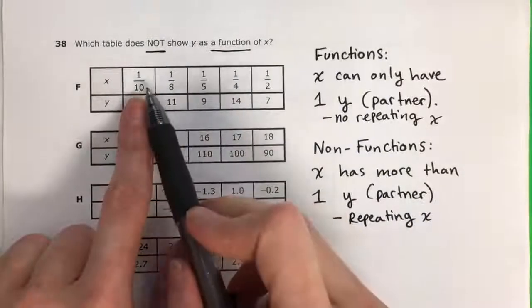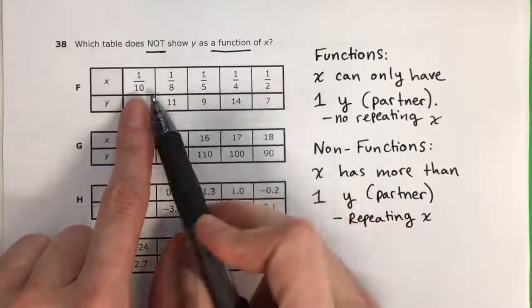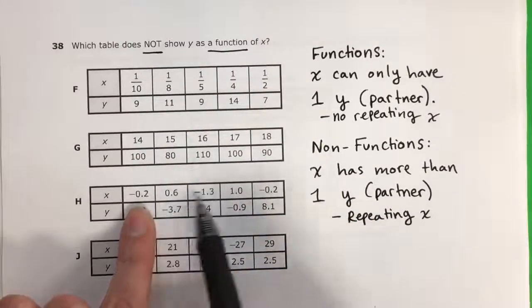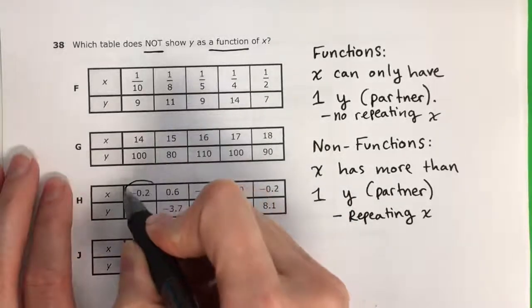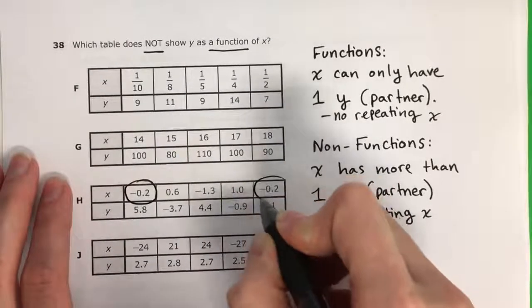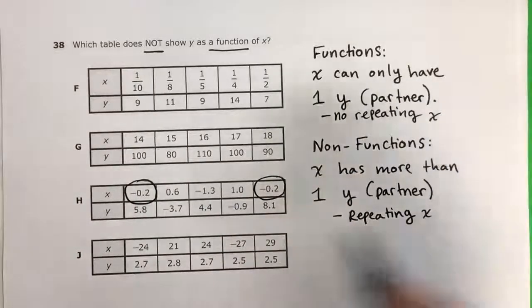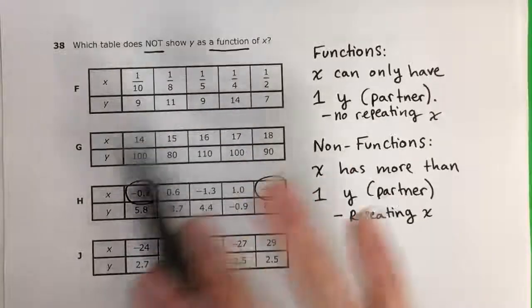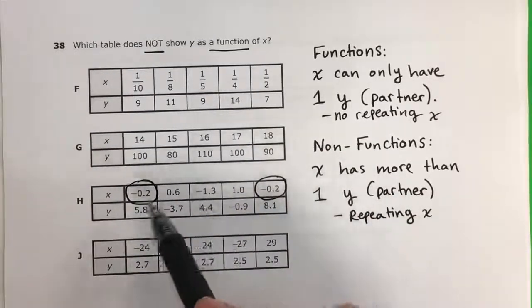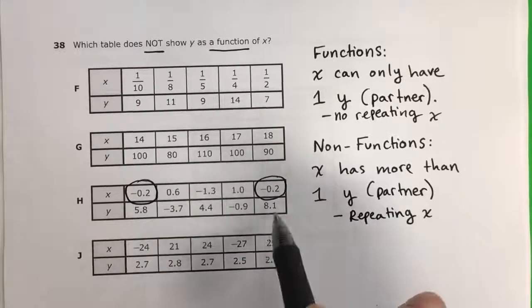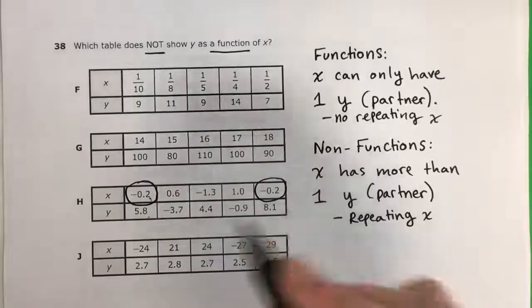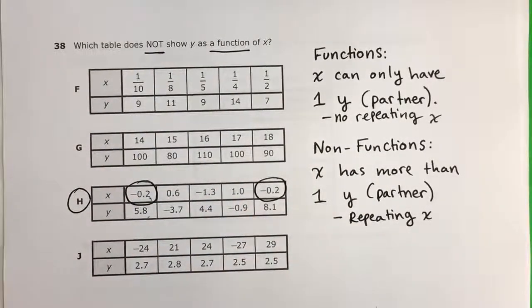So let's take a look here. Is anything here repeating? Nope. Is anything here repeating? Nope. Is anything here repeating? Yes, I see that negative 0.2 and this negative 0.2. These x's are repeating. Remember y, I don't care if y repeats. I only care about x. And here it repeats with a different partner. Do you see how the partner of negative 0.2 is 5.8 and 8.1? So this one is not a function. Everything else is a function.